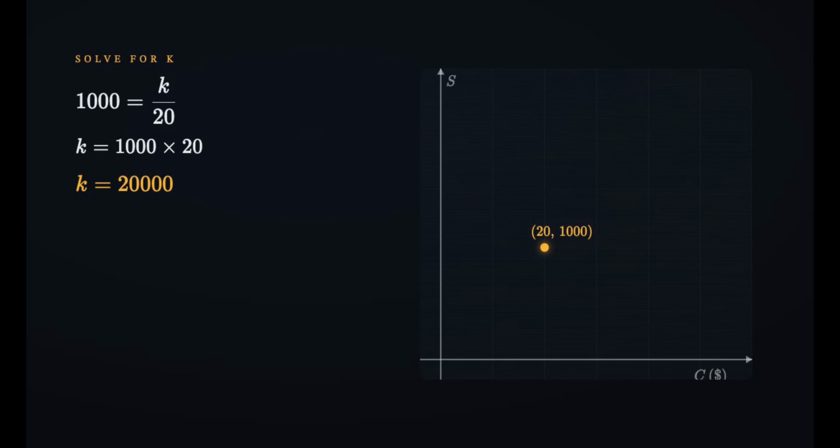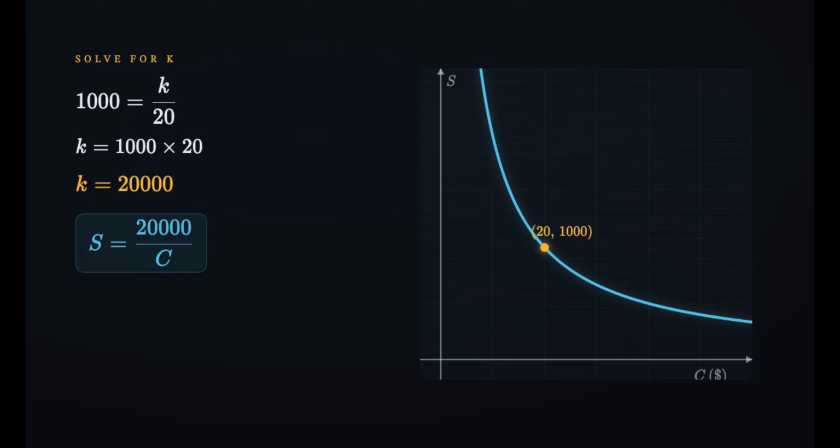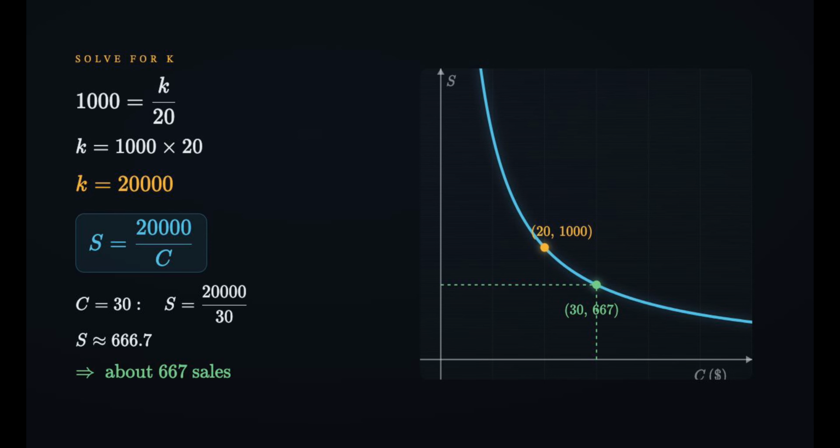Now the model is complete. S equals 20,000 over C. To find the sales when the cost is $30, substitute C equals 30. S equals 20,000 divided by 30, which is equal to 666.7. And since you can't make part of a sale, that is about 667 sales.